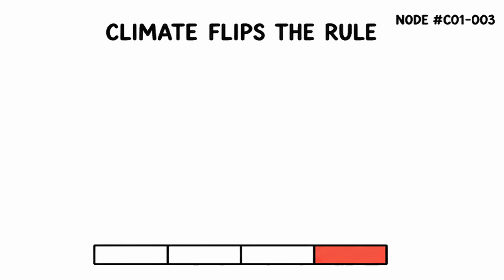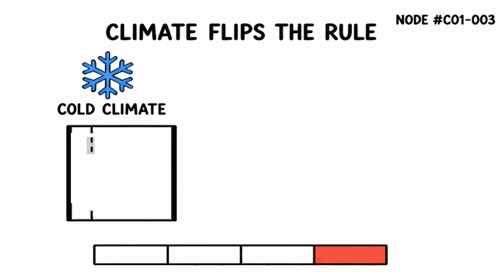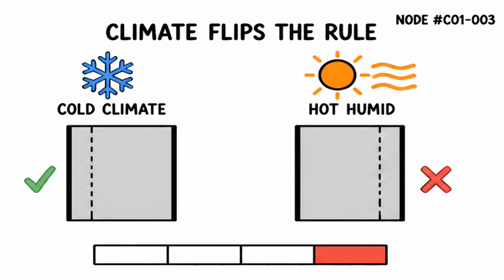Error 3. Copying a wall recipe from another climate. The same assembly that works in a cold climate can fail in a hot, humid one. The dew point plane moves to the other side. Climate flips the rule.